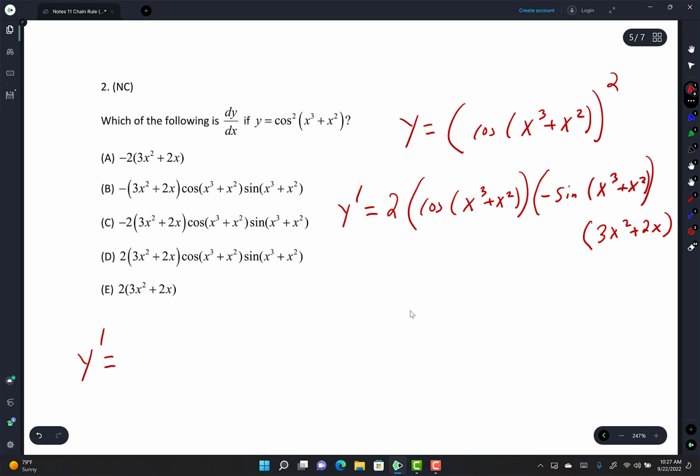Y prime equals, I see a negative in there, and I see a 2, so I'm going to write negative 2, parenthesis. I'm going to put the 3x squared plus 2x first. And then I put the negative. And now I'm just going to put cosine sine. And there's actually another rule in here that we can use, but it doesn't look like they used it, so we're not even going to talk about it.